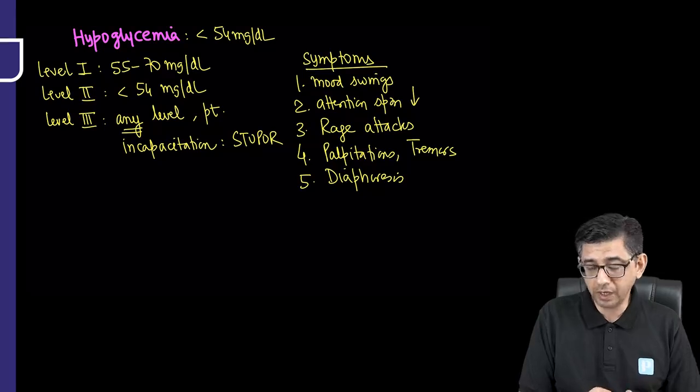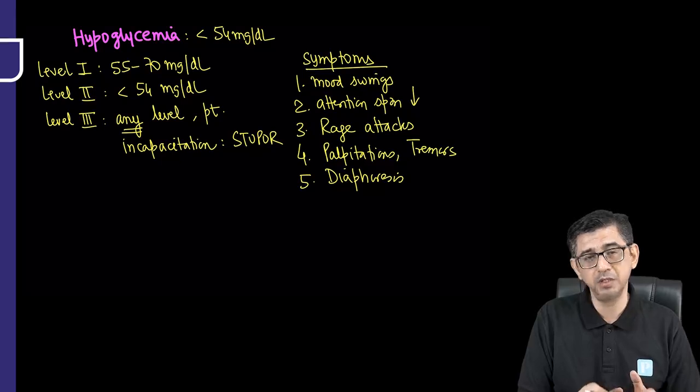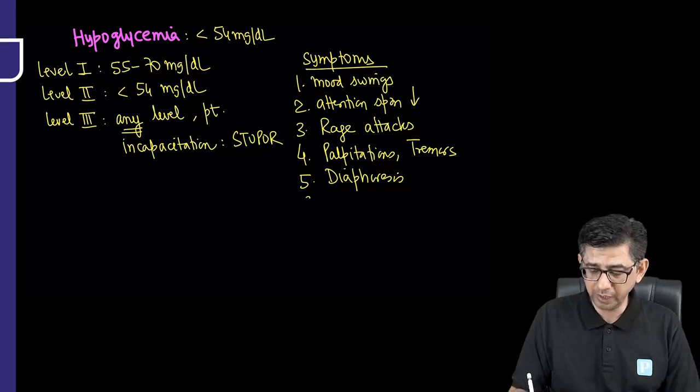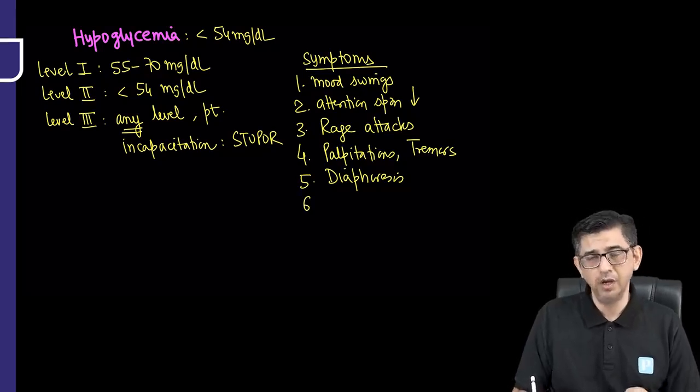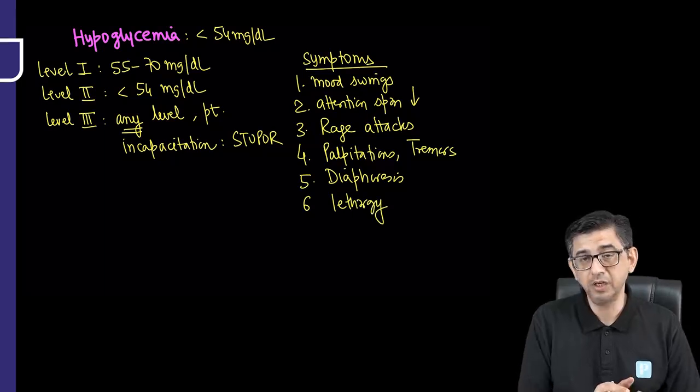So if the child is very cranky, or having excessive sweating, or an adult is having a lot of sweating, palpitation and tremors, it means that your blood sugar is beginning to fall. At this point of time, you will tell them to carry something sweet with them, like a chocolate or a candy, so that if there is a hypoglycemic episode, you should be able to evaluate it and manage it effectively.